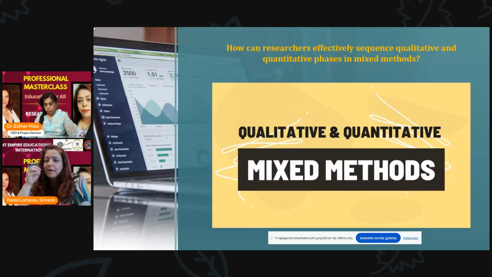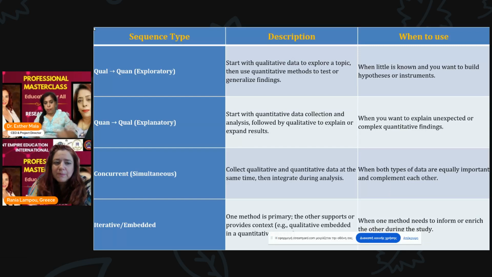And how can researchers effectively sequence qualitative and quantitative phases in mixed methods? Some common strategies and tips. Here we have the sequence type. Exploratory: when to use, when little is known and you want to build hypotheses or instruments. Explanatory: when you want to explain unexpected or complex quantitative findings. Simultaneous: when both types of data are equally important and complement each other. And iterative: when one method needs to inform or enrich the other during the study.